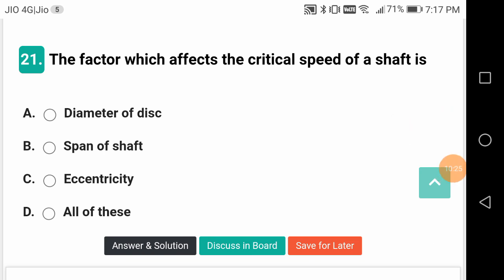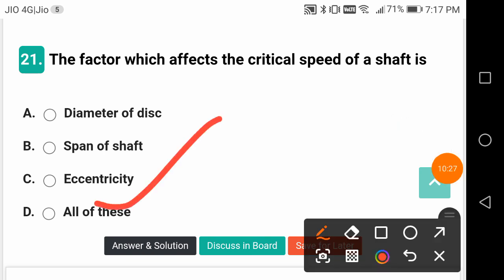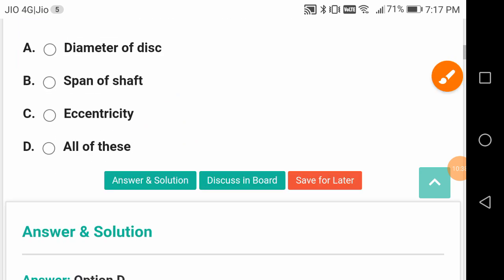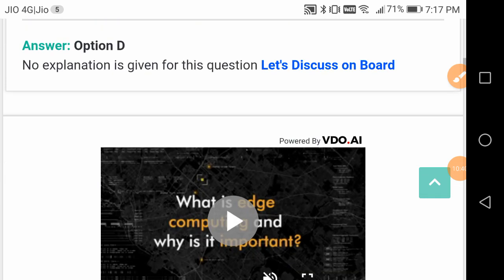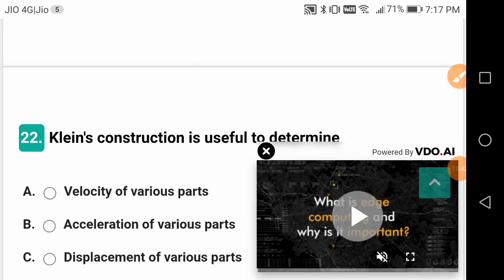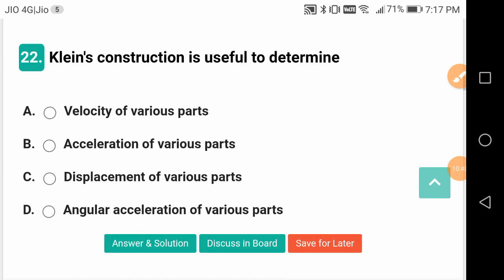So it is all of these: diameter of the disc, span of the shaft, eccentricity of the rotor. Span of the shaft means the length between the bearings, and diameter of the disc, for example, it could be flywheel, gear, like that.